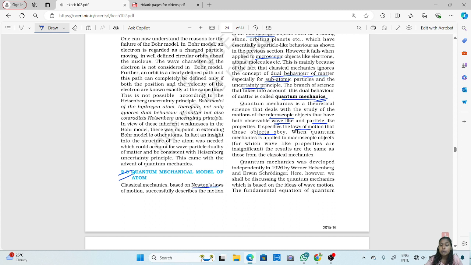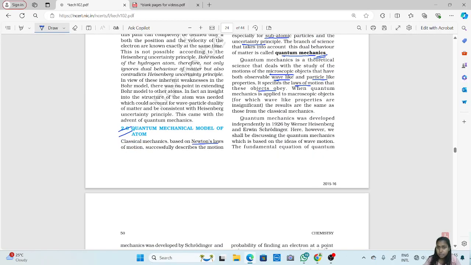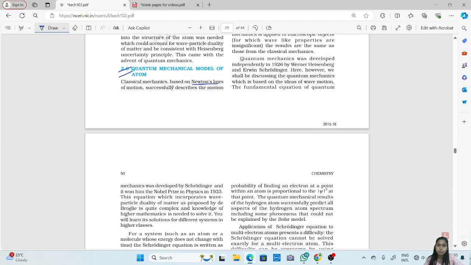When quantum mechanics is applied to macroscopic objects for which wave-like properties are insignificant, the results are the same as those from classical mechanics. When they applied these quantum mechanics laws to the macroscopic objects, the ones which we can see, the results were the same as the classical mechanics, what they earlier got.